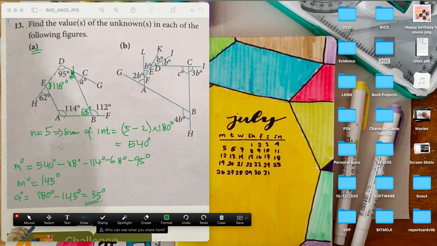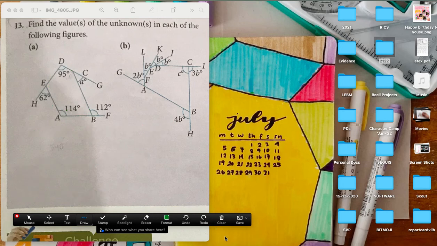That's for figure A. The letter A found, that is equals to 35 degrees. Right, now in figure B, I have to find the value of B. But this time, it seems that this is an exterior angle, and this is an exterior angle as well. This is also an exterior angle. This is also an exterior angle.